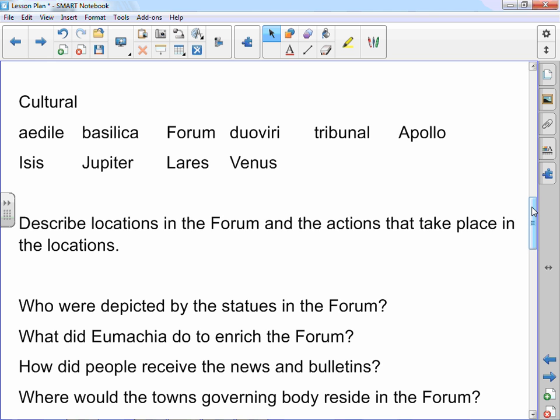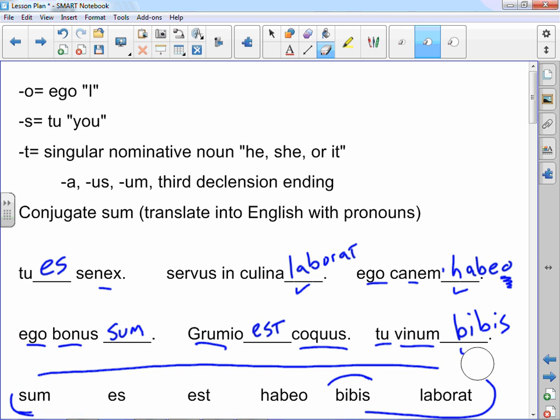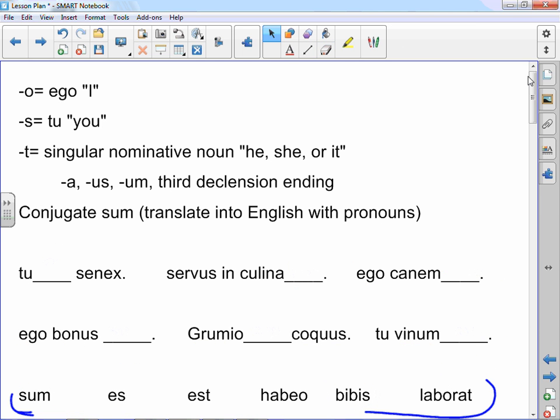I want to talk about the use of these endings O, S, and T. When I use ego, the ending that I'm going to be using with it is O. Make sure that you remember that. I'm going over it again for a reason. You need to know that O and ego belong to each other.